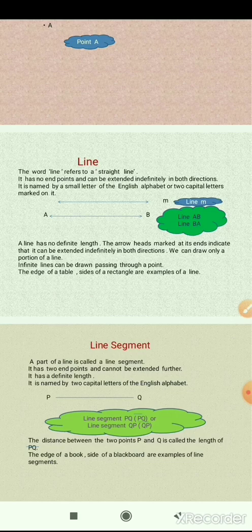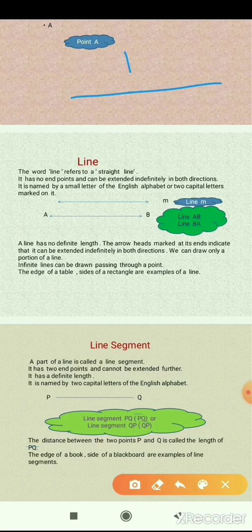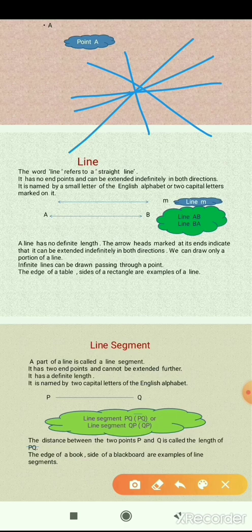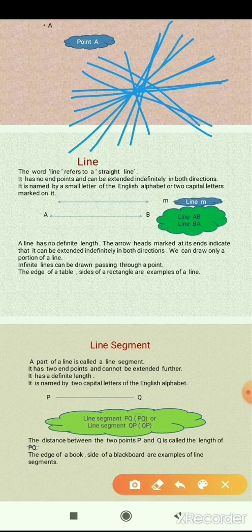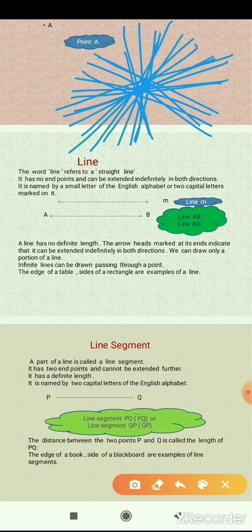Infinite lines can be drawn passing through a point. Suppose I have taken a single point. Now we can draw infinite lines through this point. Infinite means unlimited, uncountable. The edge of a table and the sides of a rectangle are examples of a line.